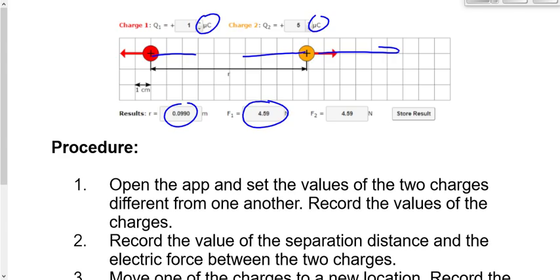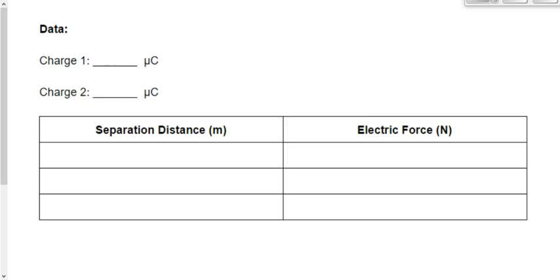Okay? Change the value of Q so that it's different than the default values and different from one another. Record the value of R and F, and then change the value of R and see what F does in response to that. Do it at least 10 times so that you have a data table like this. Two charges that stay the same throughout the whole thing, and then 10 separation distances and 10 values of the electric force.